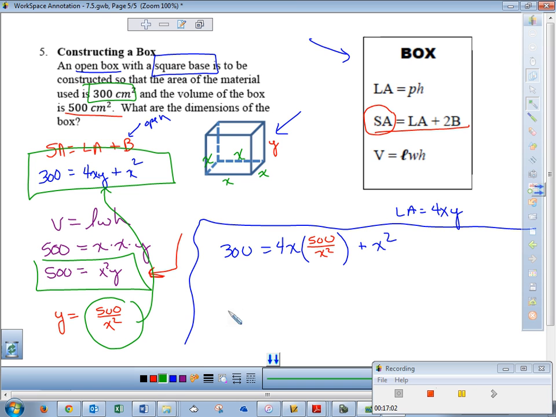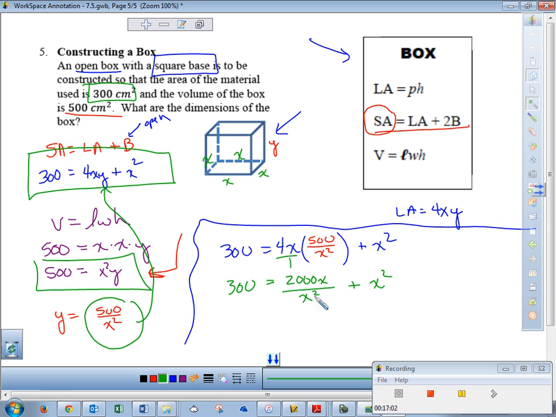Let's multiply. I'm turning 4x as a fraction. Let's multiply 4 times 500. 4 times 500 is 2,000. There's an x up there over x squared plus x squared. All I did was multiply these two brothers together.